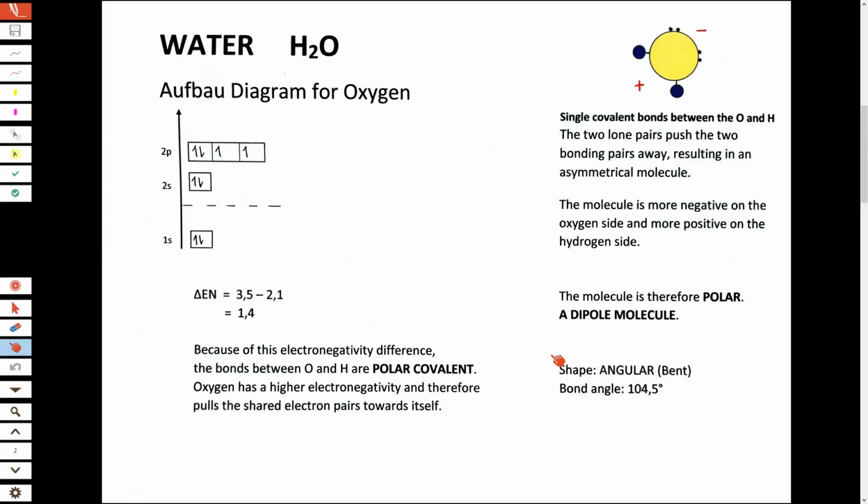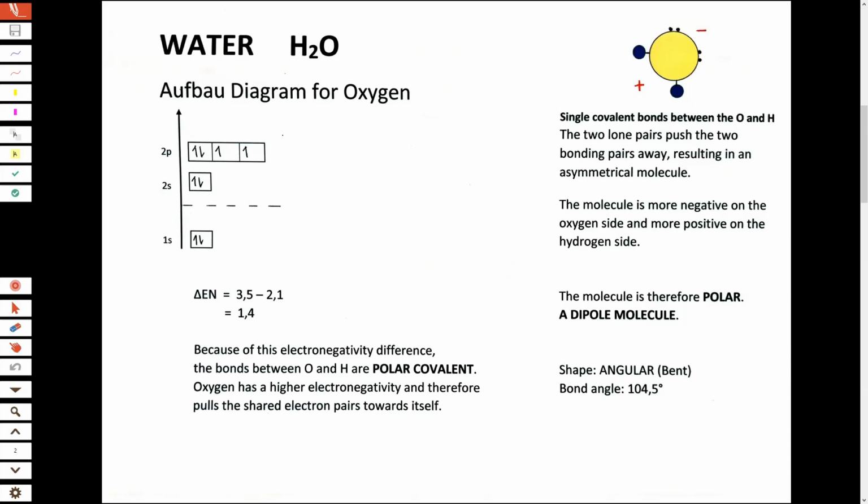So for the water molecule, we're first going to look at the Aufbau diagram for oxygen. Oxygen is in group 6. It has 8 electrons. I would like you to keep a periodic table handy. So if you don't have one with you, go and fetch one, pause the video so long. So if you look on your periodic table, oxygen is in group 6. So oxygen has 6 valence electrons.